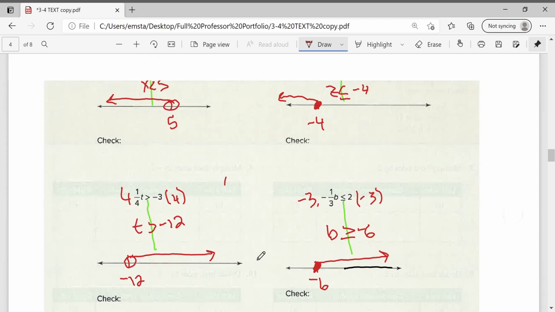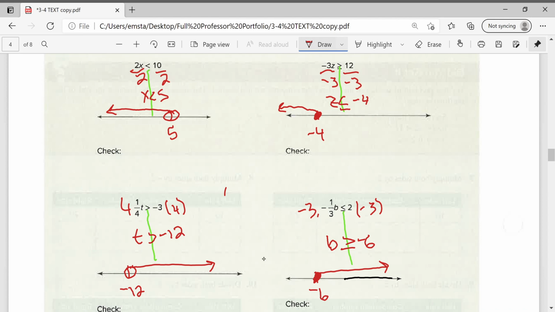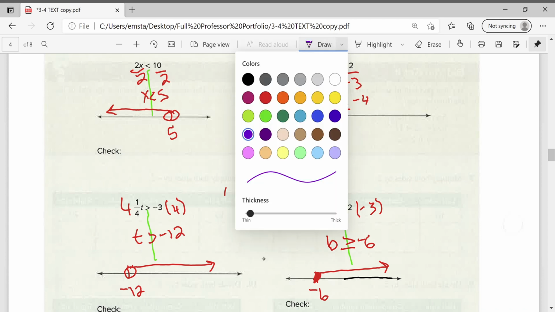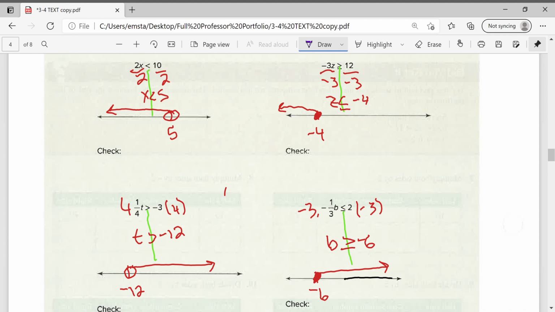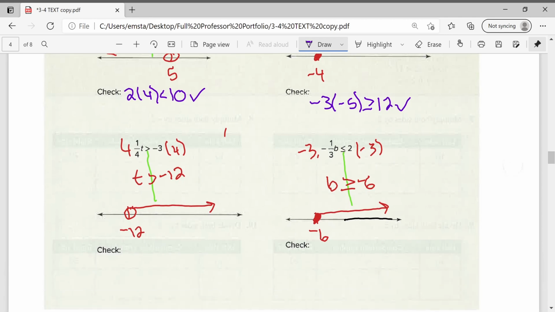I can check each of these by trying a number in my solution set. So we'll do checking in purple. Something less than 5. Well, 4 is less than 5. Is 2 times 4 less than 10? 2 times 4 is 8. Yep, that works. In the second one, I need something smaller than -4, so let's try -5. Is -3 times -5 greater than or equal to 12? 15 is greater than 12. Yep, I'm good there. So it looks like my solutions are working.